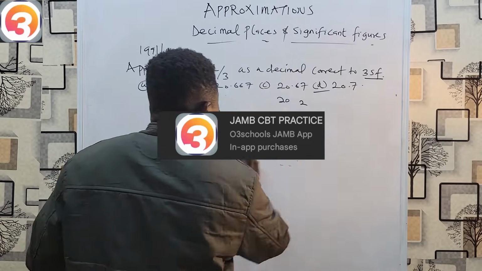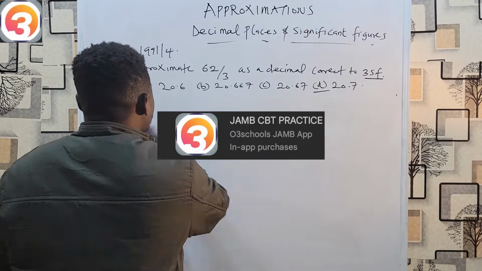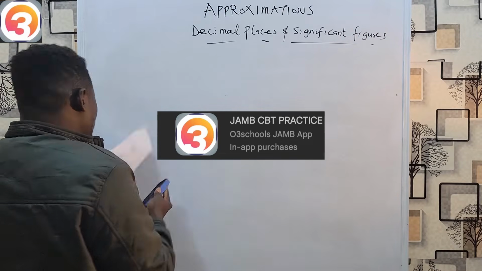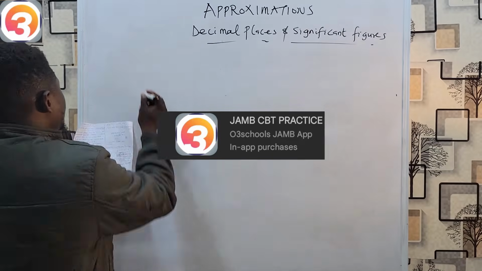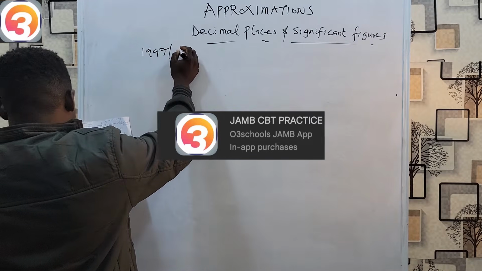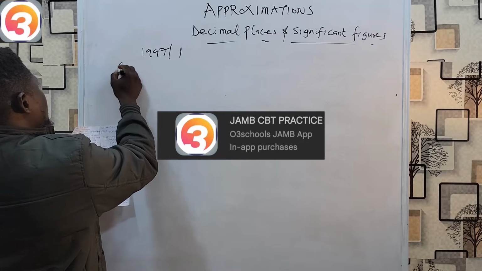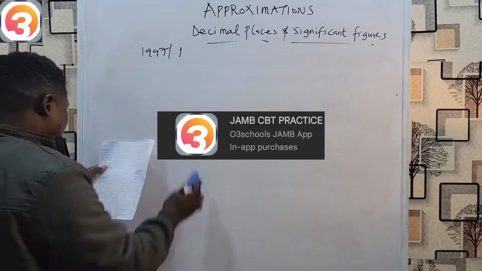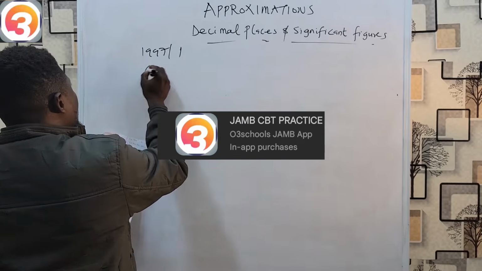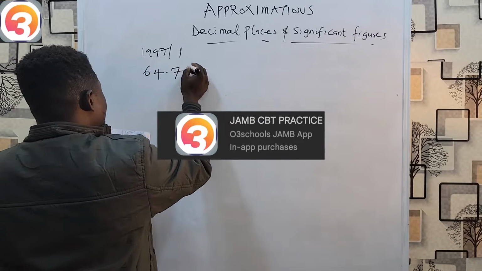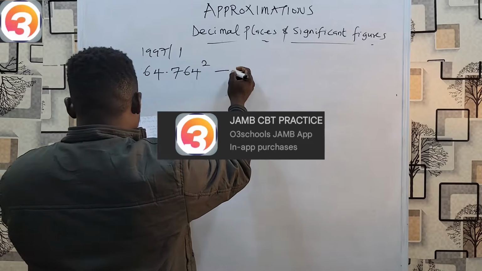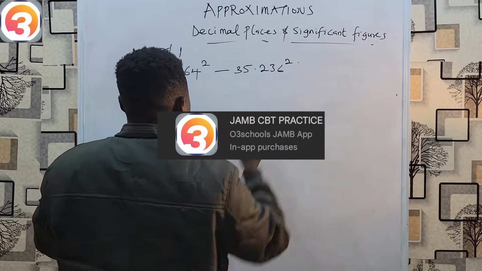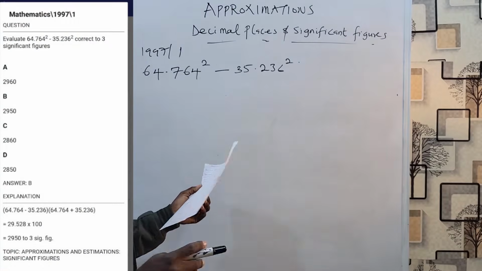Let's take another question. This is a 1997 question from the O3Schools JAMB app. 1997 question 1. They said evaluate. The question is showing on your screen right now, so there's no need to write it. They say evaluate 64.764 squared minus 35.236 squared. This question is simple.